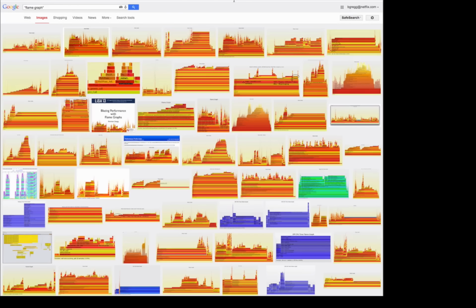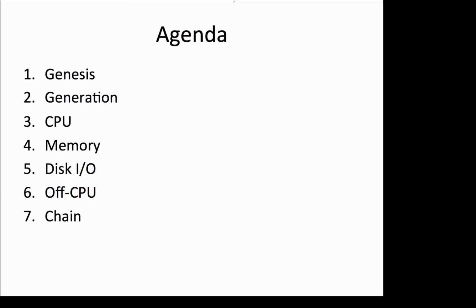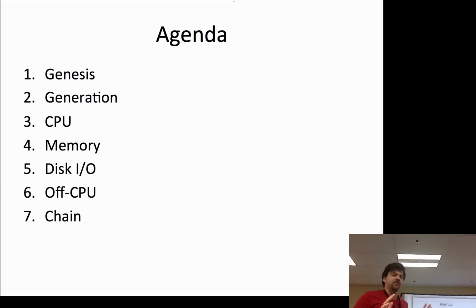Yesterday I introduced myself, so I'm going to skip the introduction slides. I also introduced myself briefly this morning: I work at Netflix on performance. I'm going to cover the genesis of flame graphs, their generation, and then different types of flame graphs, so CPU, memory, disk, and off-CPU, and then chain graphs and new visualization types.